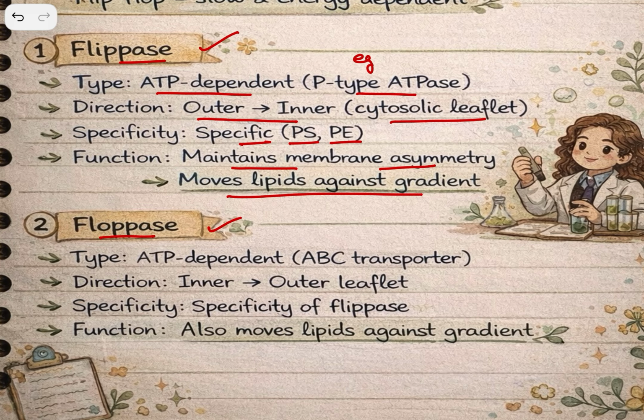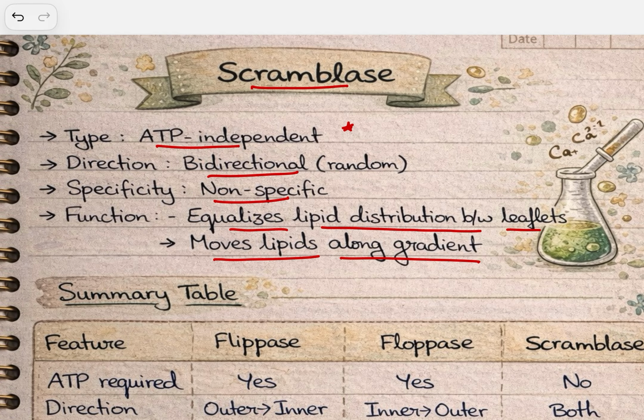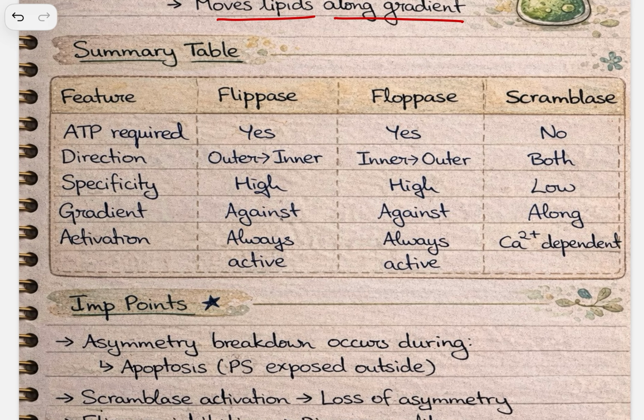Second one, Floppase, ATP dependent, for example ABC transporter. Movement of lipid is from the inner to the outer leaflet, and specificity is there. Function: it also moves lipids against the gradient. Third one, Scramblase. They are ATP independent, which is very important, bidirectional, and non-specific. Their function is to equalize lipid distribution between leaflets, moving lipids along the gradient. Here is the chart representation of all three enzymes.